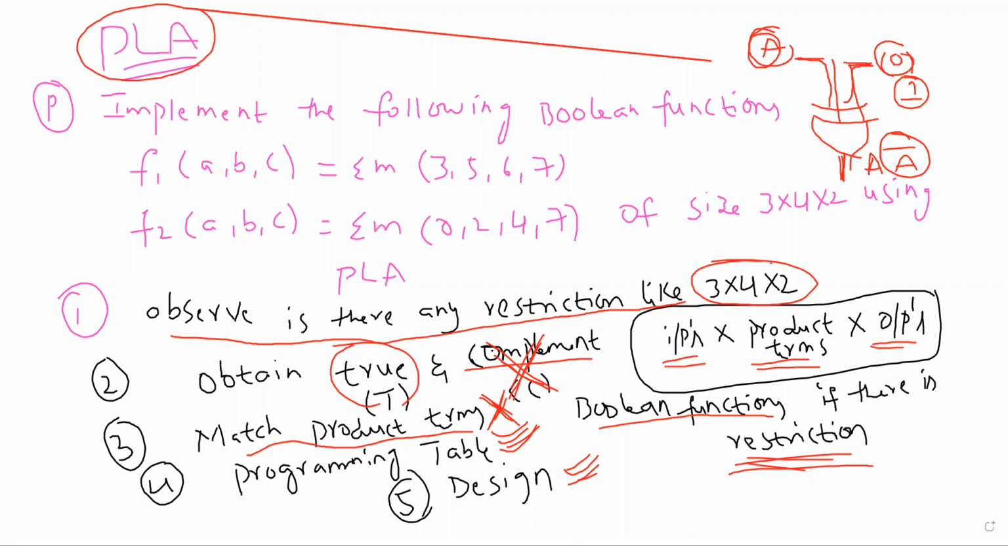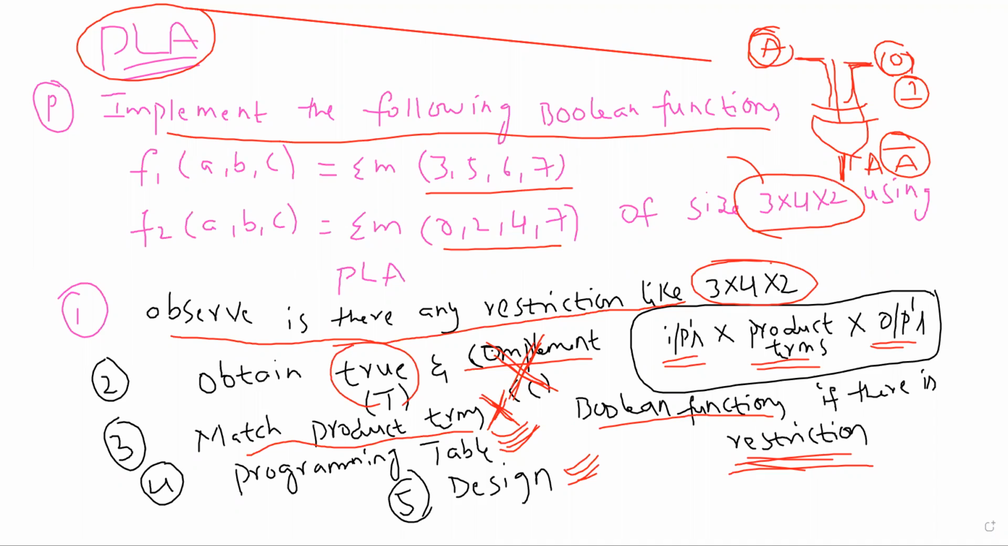Now we will see the question given. We have to implement the following boolean functions. F1 of a, b, c is equal to sigma of 3, 5, 6, 7. F2 of a, b, c is equal to sigma of 0, 2, 4, 7. The size they have given is 3 by 4 by 2.